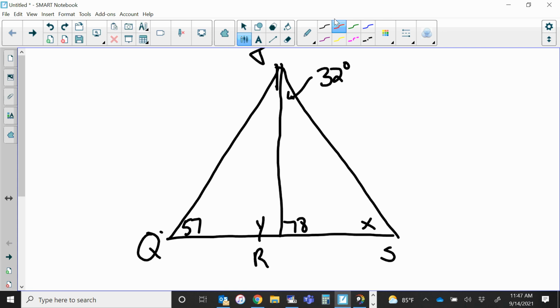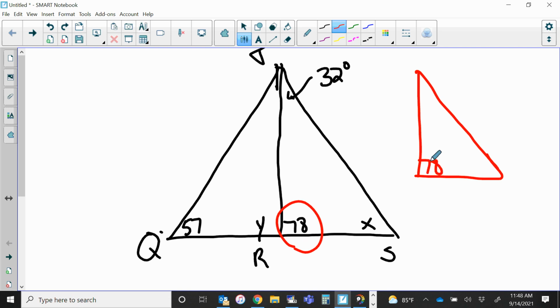What's an easy way to find this? We're trying to find x and y, by the way. Can I redraw this? Does everybody see this triangle over here? What do I know the measure of this angle is? It looks like it's a right angle, but it's not, so don't use your eyes, Peyton. What is the measure of that angle down there? 78. What is the measure of this angle right here? x.